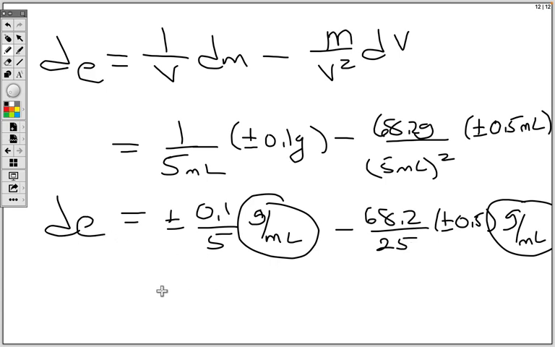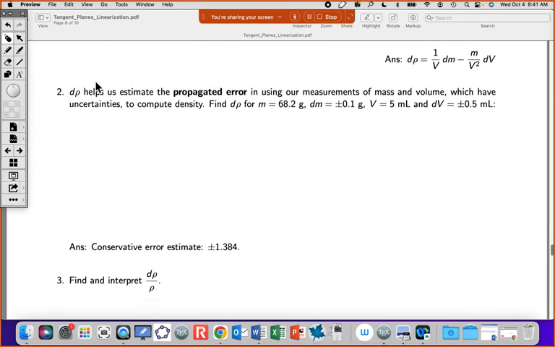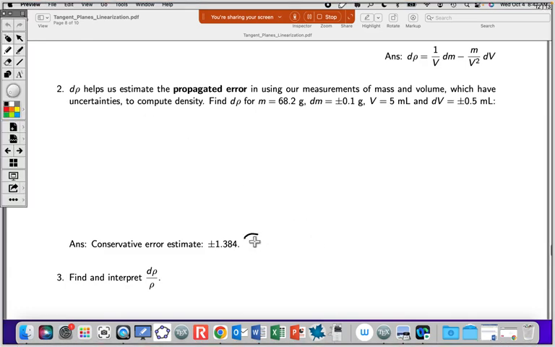Now the question becomes, how do I make a conservative estimate here? So I like to think of the worst case scenario. The worst case scenario is these errors add up. So I guess the worst case scenario is we would have a plus here and a minus here so that these errors would combine. If you go through and do that arithmetic, which I'm not going to take the time to do here, let's see what we get. We'll trust what I got on the handout here. Plus or minus 1.384, and this should be grams per milliliter.